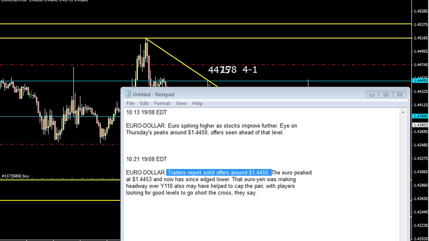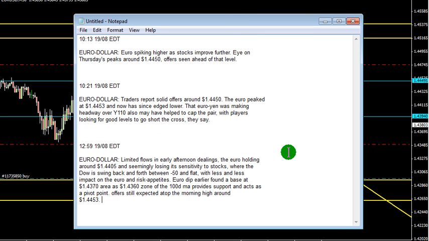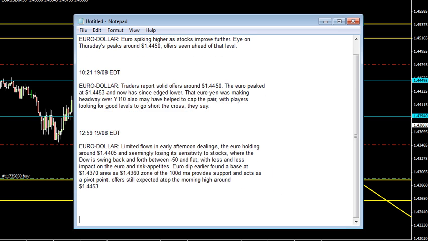Let's see what else we get. Here we go. This is at 12:59. We get this. Let's bring this up here so you can see it. Limited flows in early afternoon dealings. The euro was holding around 44.05 and losing its sensitivity to stocks. So obviously there's a big drop. Limited flows in early afternoon dealings. Not only is it August, it's Friday afternoon. Limited flows. What would be the chances at 12:59 that we would see a spike higher in the euro US dollar? Pretty slim to none, right? I wouldn't have bet my house on that one, that's for sure. And finally, the last one I see is this.